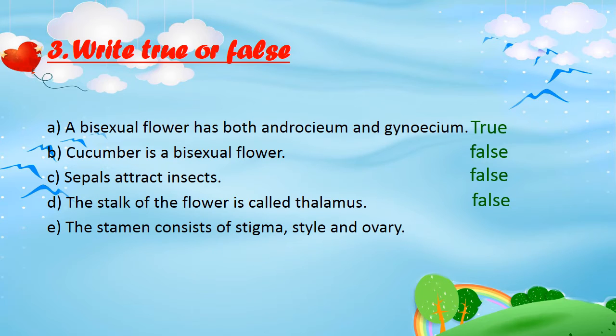Part E, the stamen consists of stigma, style and ovary. So students, this is wrong because stamen is the male reproductive part and the stigma, style and ovary are the female reproductive parts. So this is false.